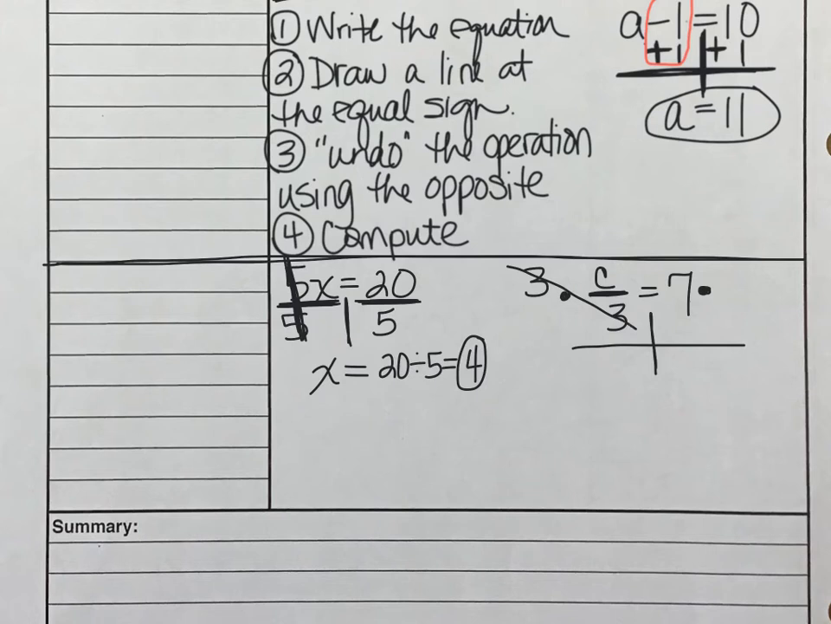And multiplying and dividing by 3 both provide for us the same answer, which in this case is just C. And C must be equal to 7 multiplied by 3, which is 21. Because 21 divided by 3 equals 7. That takes us back to our original equation.